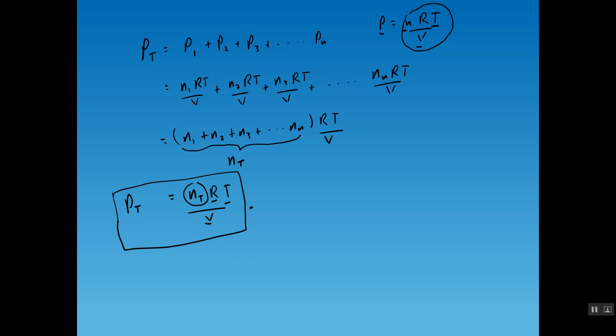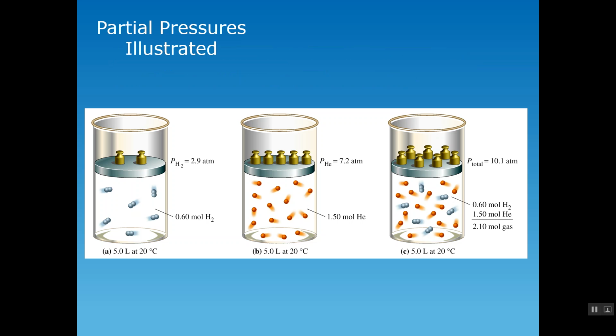All right? And the next slide, well, not the next slide, the other slide, this slide right here, shows you the relationship in terms of actual values, numbers associated with the different terms. So what we have here are two containers. Firstly, one container containing hydrogen, it gives the moles and it gives the pressure.